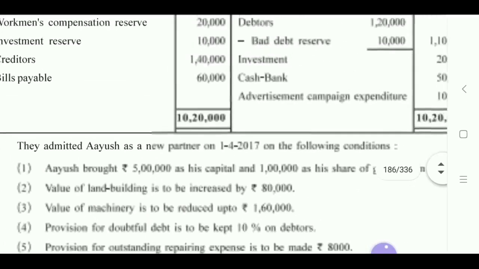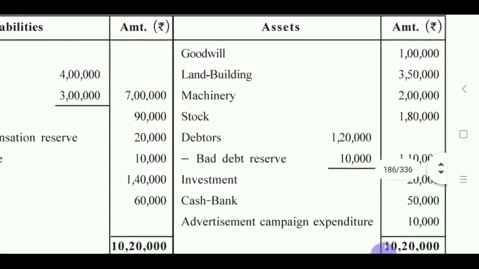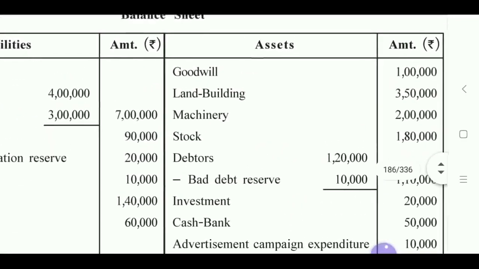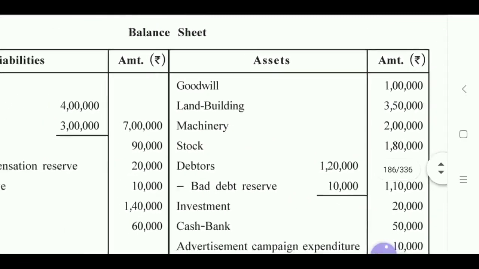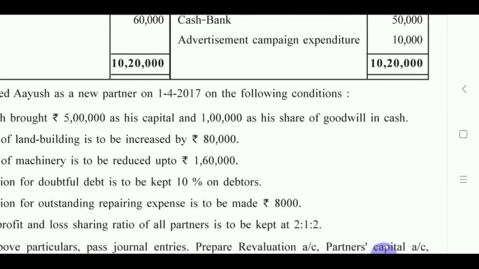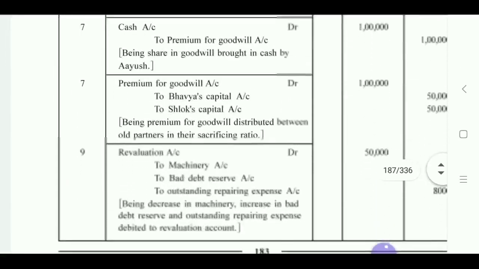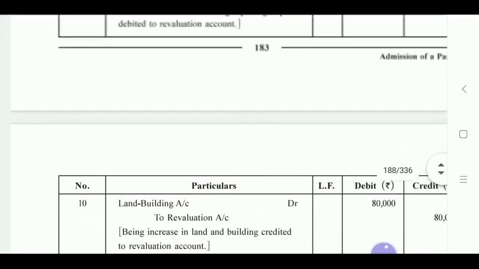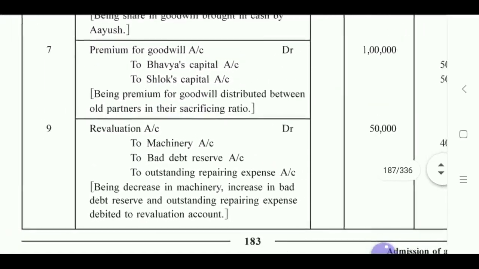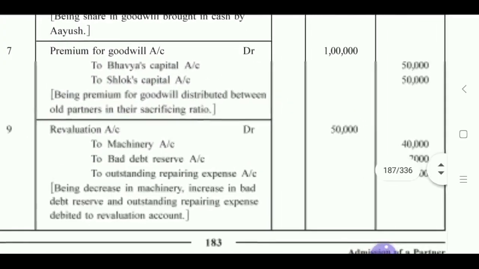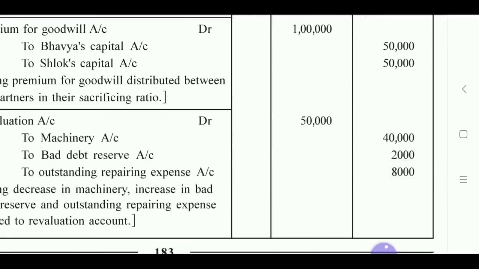Let us check the old value. The old value of machine is 2 lakh, and the new value is 1,60,000. What do you conclude? Definitely the value of an asset, that is machine, has decreased here by 40,000. So whenever the value of an asset decreases, the journal entry is revaluation account debit to machine. You can see here 40,000 is for machine. You can also write separate journal entries here.